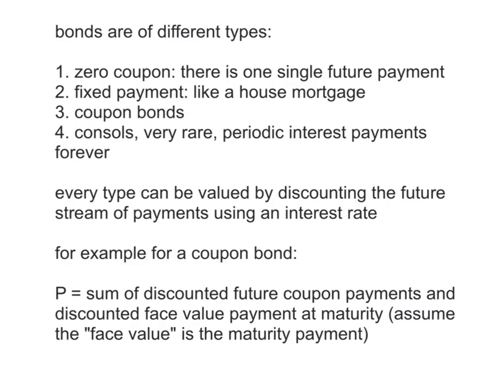Bonds are of different types. The zero coupon bond is the very simplest type of bond. You buy it on the market for a market price, and there will be one single future payment as a result of owning the bond. A fixed payment bond is like a house mortgage. There are fixed payments, and coupon bonds we're going to talk more about. We've already talked about them somewhat already.